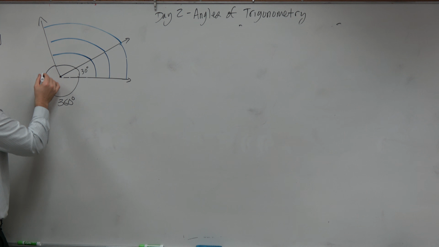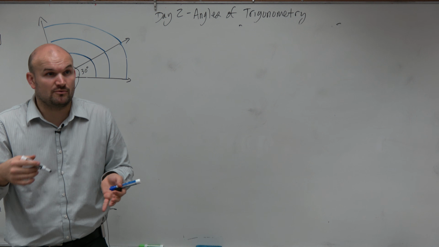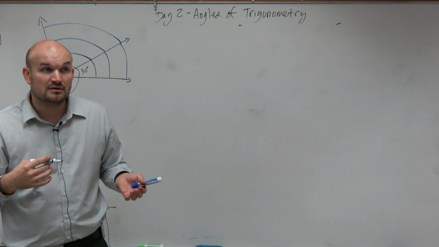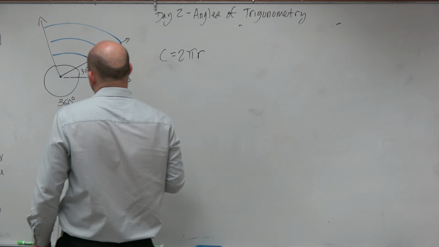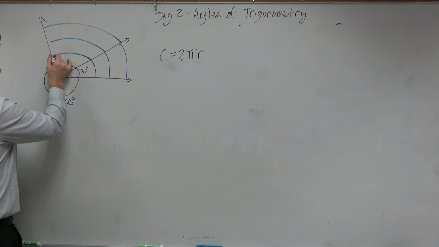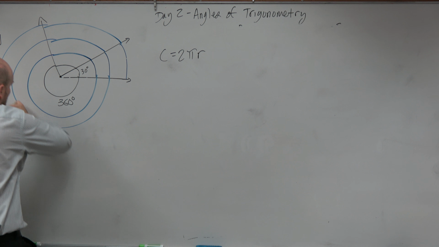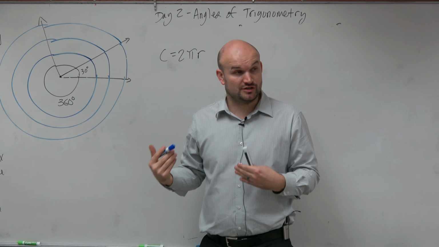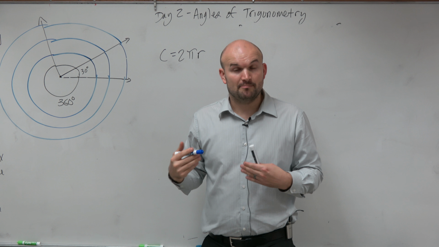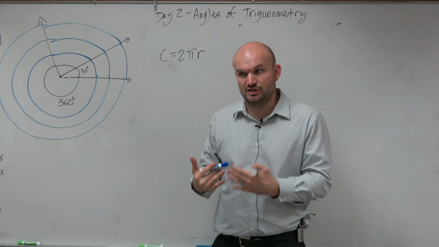Well, how far did I travel? Don't think of distance, but what is the general understanding of how far I traveled? A circle, but how far is that? What do we call the distance around a circle? Circumference. So the circumference equals 2 pi r. Now, obviously, all of these circles have a different radius. Would you guys agree? Right? But what I want you guys to understand is the proportion of how far you traveled is still the same.